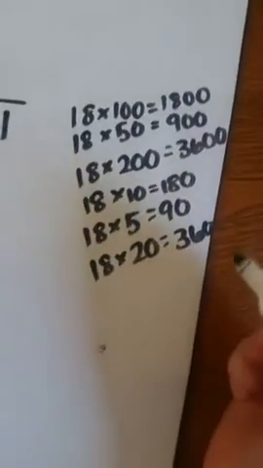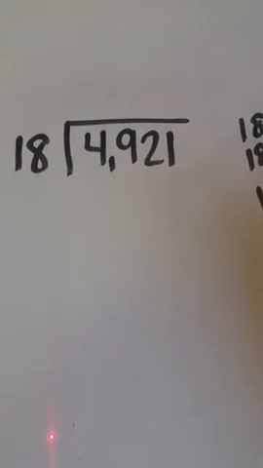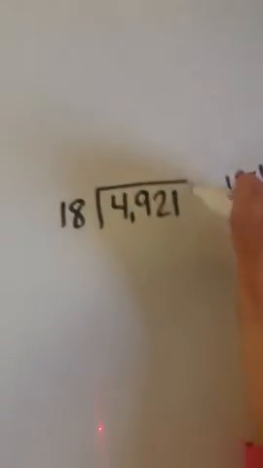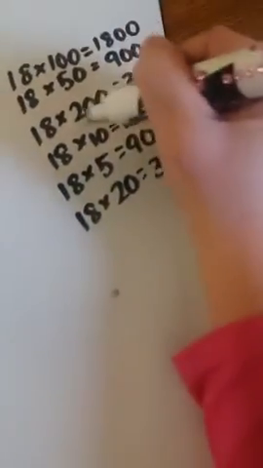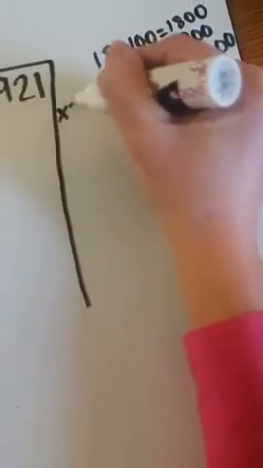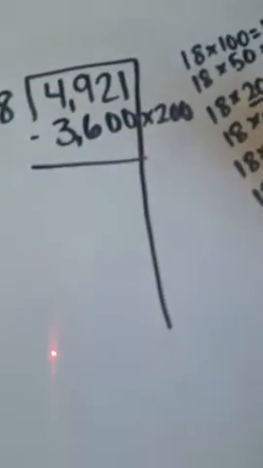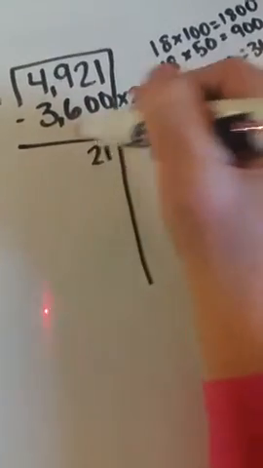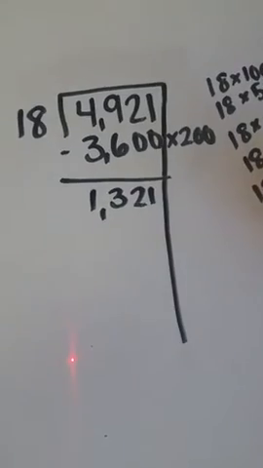So I'm going to look at all of those and I'm going to say, well, which one of these is closest to my 4,921, which, for those of you that forgot, is called the dividend. Okay, so I'm going to draw this little line over here, and I noticed that my 3,600 is pretty close to that. So that's 200. So I'm going to put times 200 over here on the side, and I'm going to put my product right here, and I'm going to subtract it from my dividend. So I'm just going to do that right now. Okay, so it shows that I have 1,321 left.